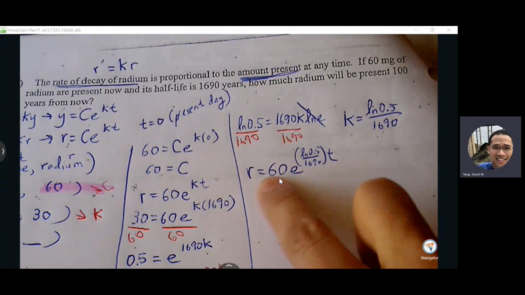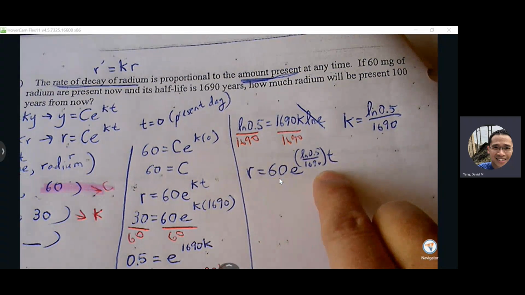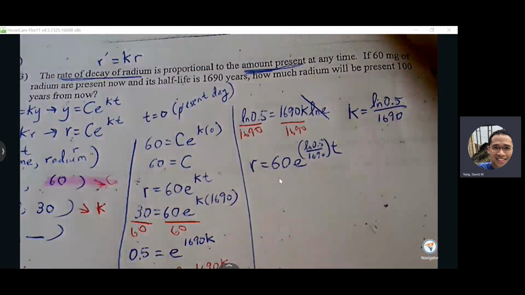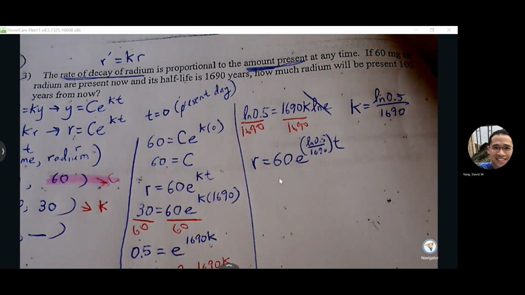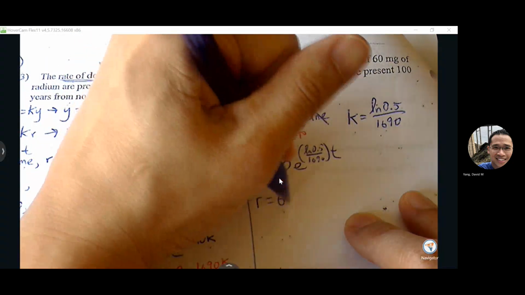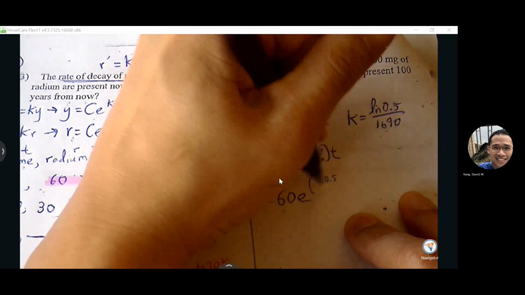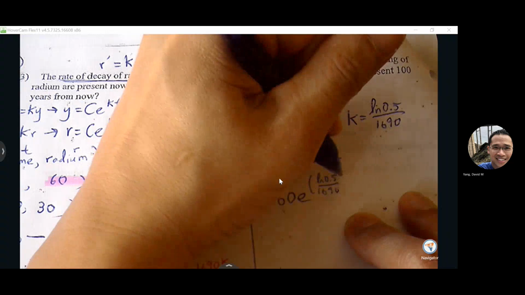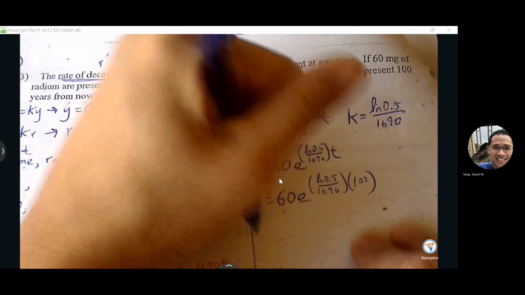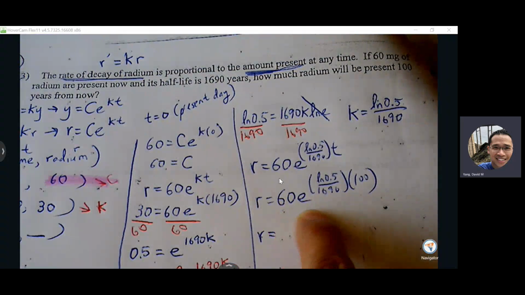Okay, so now I'm going to figure out how much radium will be present 100 years from now. So I'll insert 100 in for T. And that can all just go into your calculator.